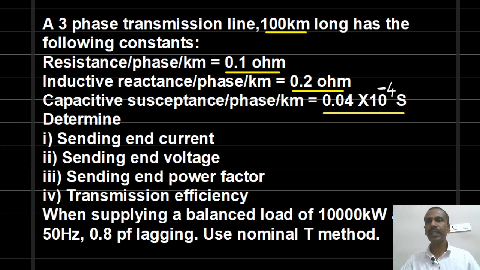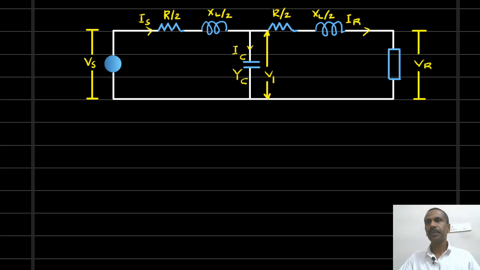Capacitive susceptance is given. The susceptance is same as admittance. It is the inverse of reactance. Load power is given as 10,000 kilowatt. The load voltage is 66 kilovolt. Power factor is 0.8, power factor lagging. We need to find out the sending end parameters like current, voltage and power factor at the sending end.